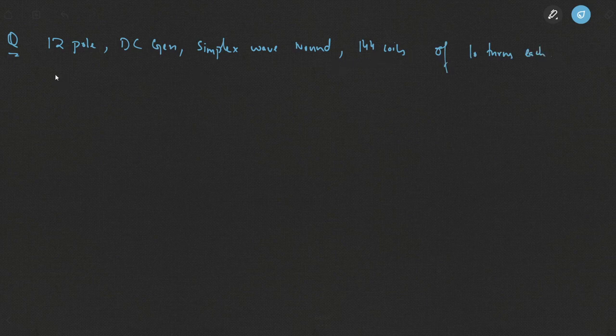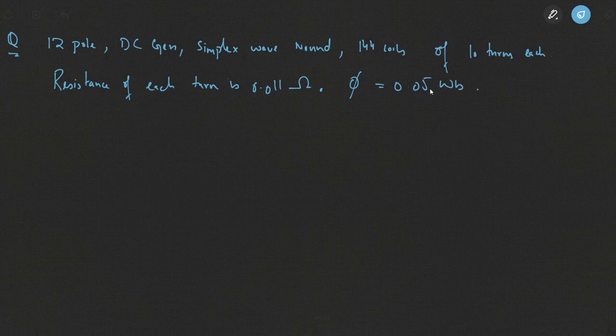Resistance of each turn is 0.011 ohms. Its flux per pole has been given to us, phi is 0.05 Webers, and N is 200 RPM, its turning speed. So A, the number of parallel paths, we have to find out.